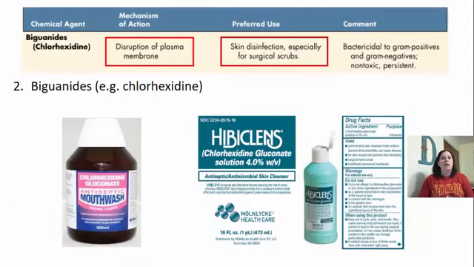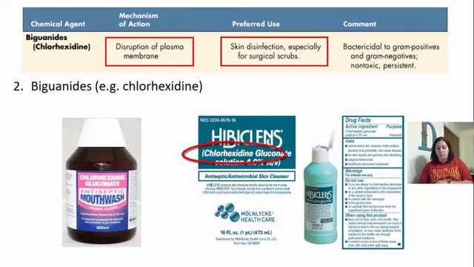So the next group are the biguanides, also known as the chlorhexidines. These are going to disrupt the plasma membrane. We can use these for skin disinfection, especially for surgical scrubs. These are bactericidal to gram-positives and gram-negatives. These are non-toxic, and they are persistent. And so when we look here, some examples, this is showing you the antiseptic type of mouthwash, and we also have some other cleaners. And again, you would be looking for that chlorhexidine on the label.